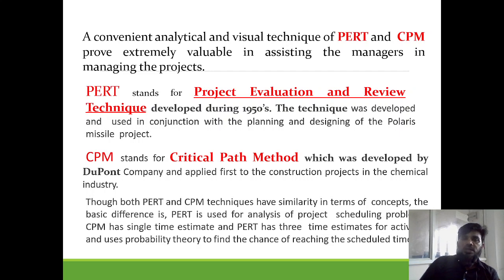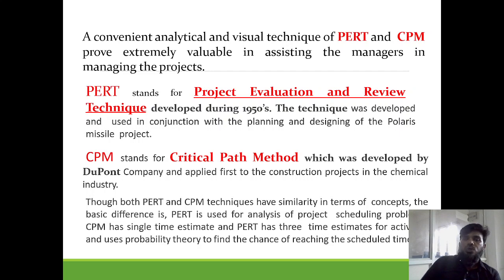In PERT, this technique was first used by a US company, the US Navy, in the 1950s. We use this project evaluation technique where we don't know what types of risks we will come across. The risks may be positive or negative. Considering all those things, we do project management in PERT analysis. Whereas in CPM, we know all the things, but we try to optimize the path so that we get the best results out of it.